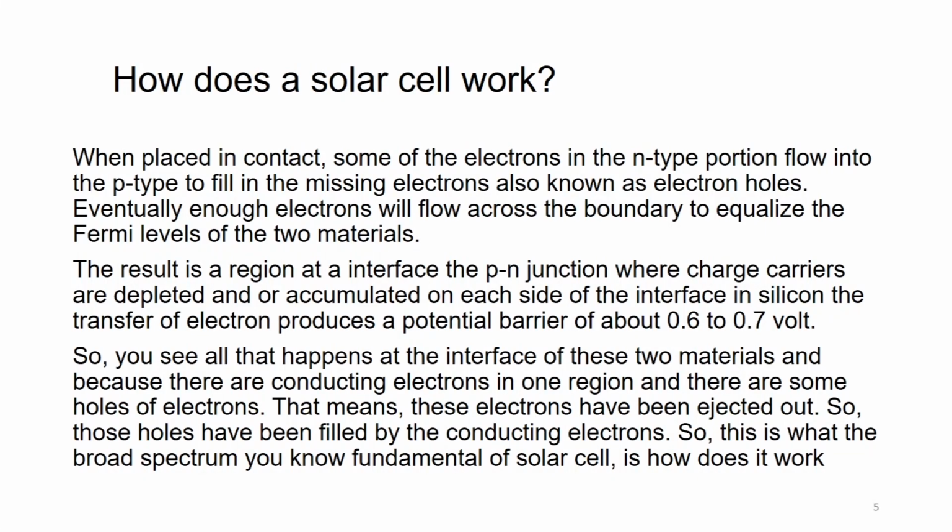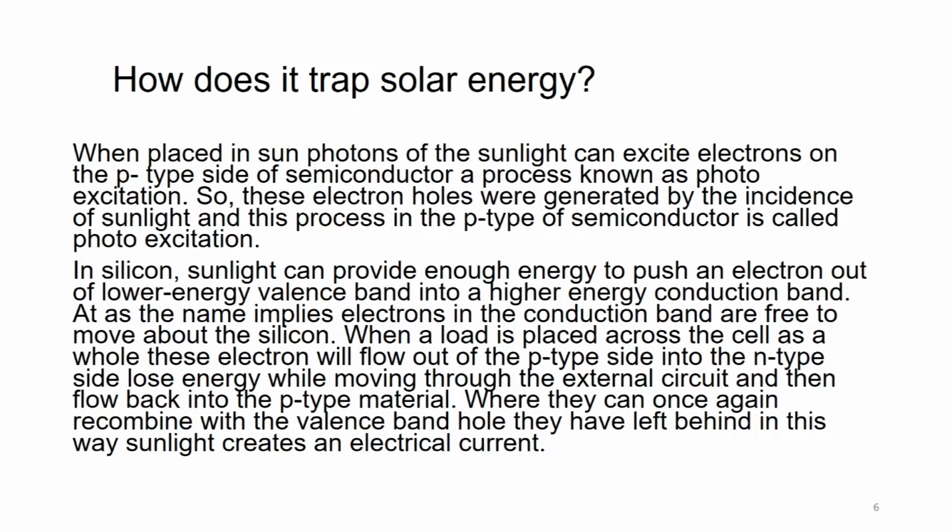So, you see, all that happens at the interface of these two materials, and because there are conducting electrons in one region and there are some holes, that means these electrons have been ejected out, so those holes have been filled by conducting electrons. So, this is broadly the fundamental of a solar cell, and this is how it works. So, we have to focus more on where the dye will play a role. Slowly we will move to that.